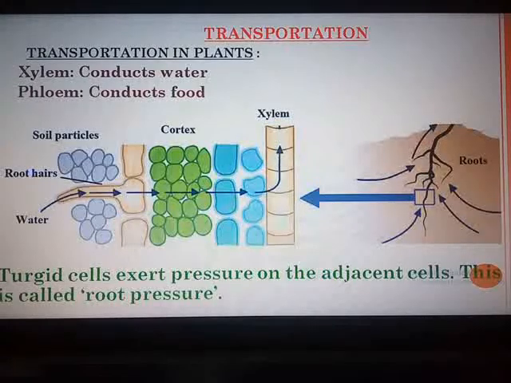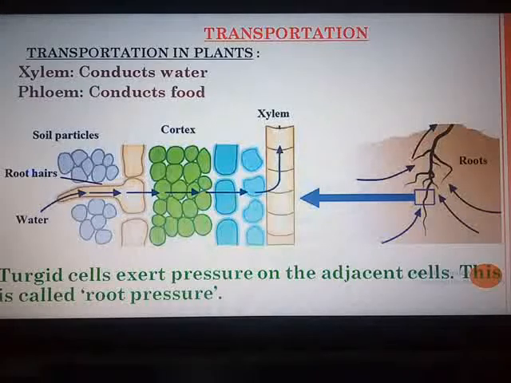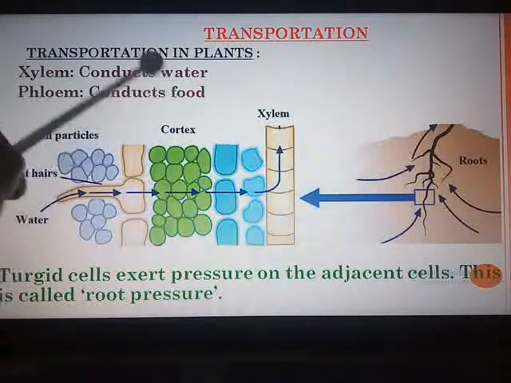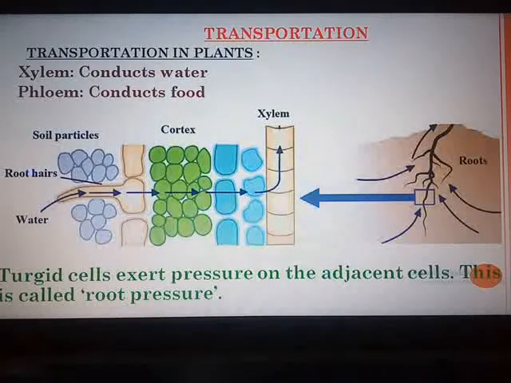And there are two specific types of tissues to perform this function. One is the xylem and the other is the phloem. The main function of xylem is conduction of water and phloem is conduction of food. You know that water and food are the ingredients required by all living organisms including plants. So xylem conducts the water, whereas phloem conducts the food, and all the parts of the plant are connected with the help of these conducting tissues.